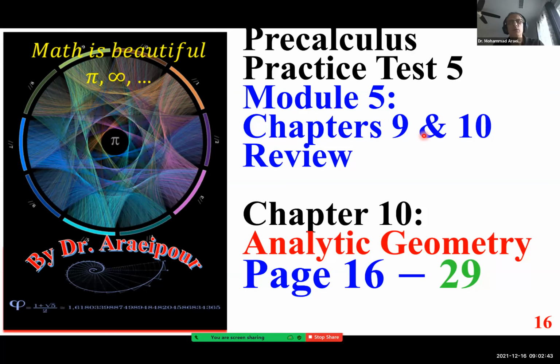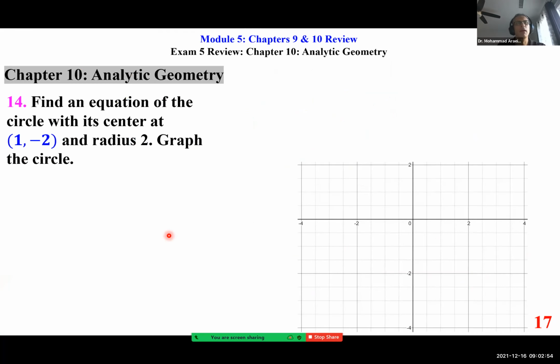Good morning, class. We are looking at pre-calculus practice test number 5, module 5, chapters 9 and 10. Review, here's chapter 10, analytic geometry. So we start with chapter 10.